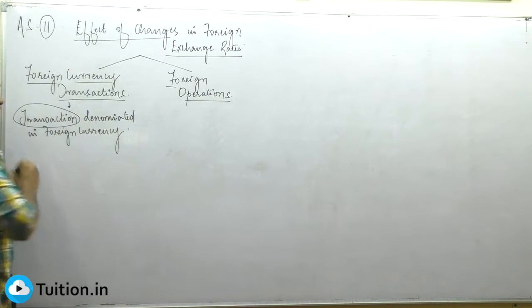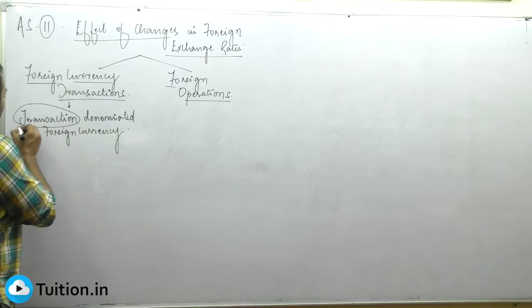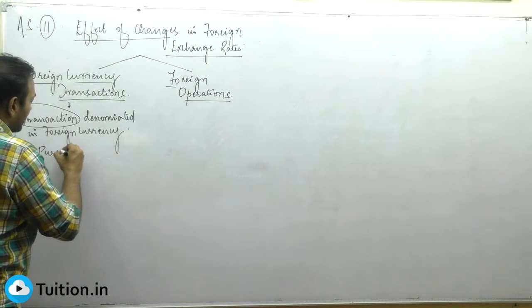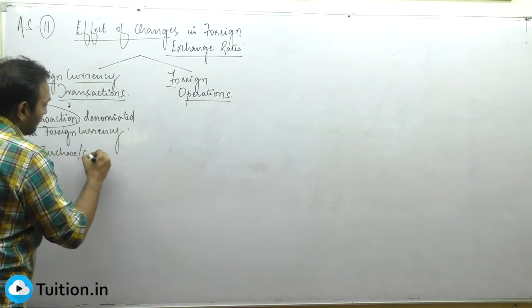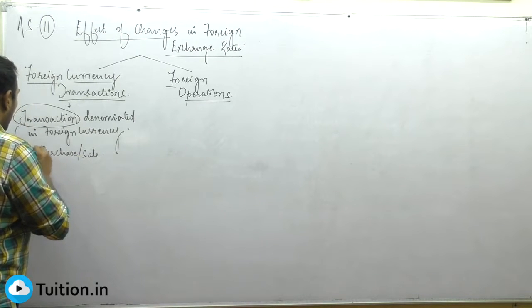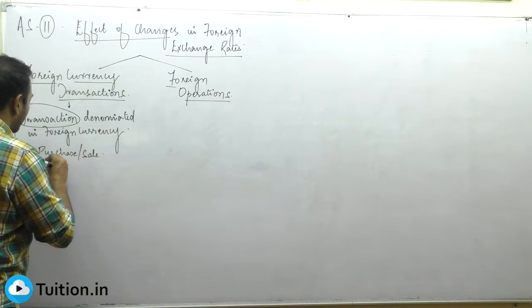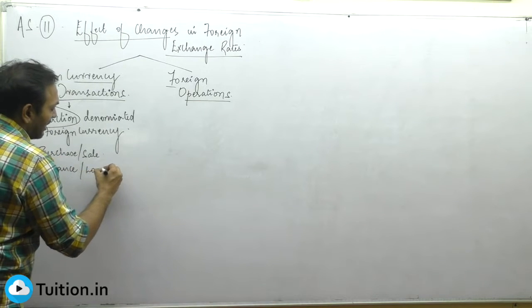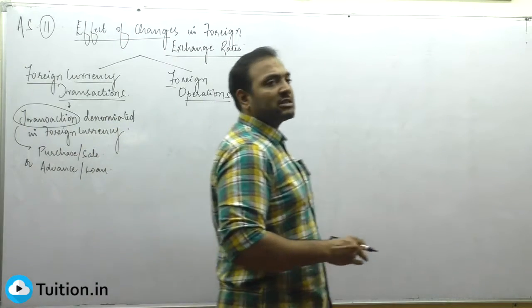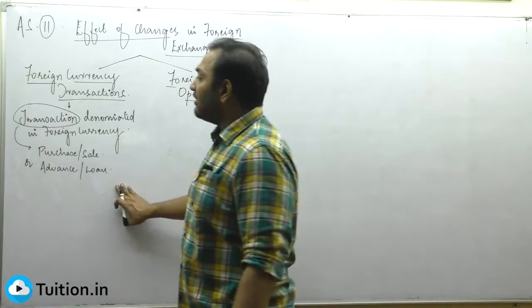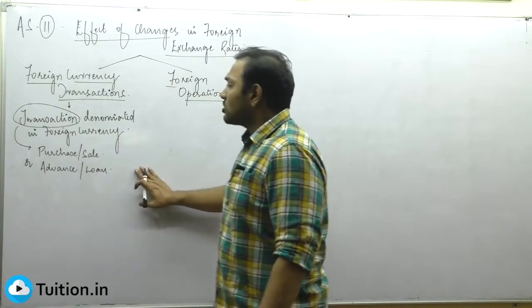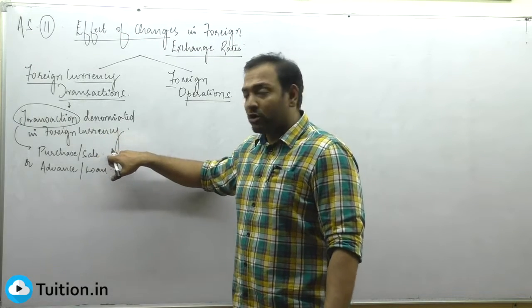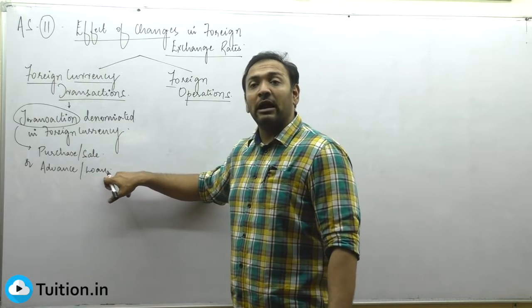When I look at this, any transaction which is denominated in foreign currency, I can say that it is a transaction for purchase or sale, or it can be a transaction for advance or loan. I have advanced funds in foreign currency. I have lent funds in foreign currency. Anything can come up and we can say that it is a foreign currency transaction. So I purchased goods in foreign currency. I sold goods in foreign currency. I have exported goods or I have imported goods.